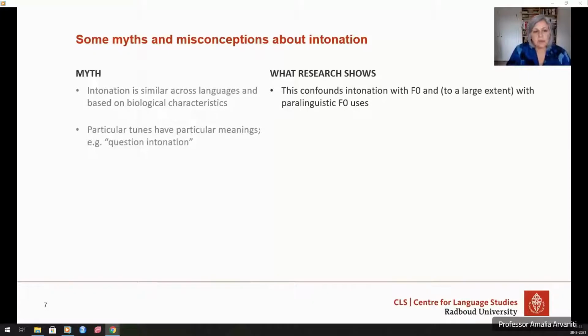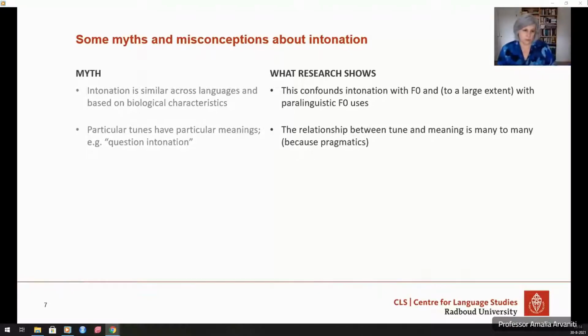In addition, we often hear that particular tunes have particular meanings. So we use phrases like question intonation. We should see this as a shorthand, but bearing in mind that the relationship between tune and meaning is many to many. In other words, the tune that is used with questions can be used for other purposes as well, and not all questions in a given language will be produced with just one tune.